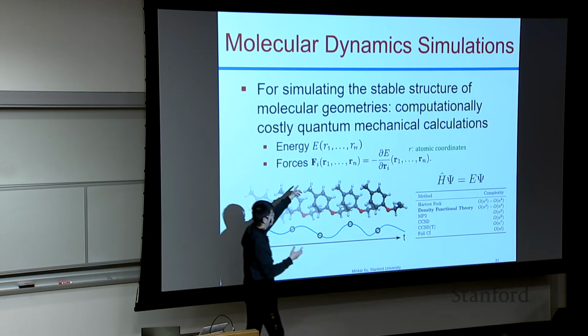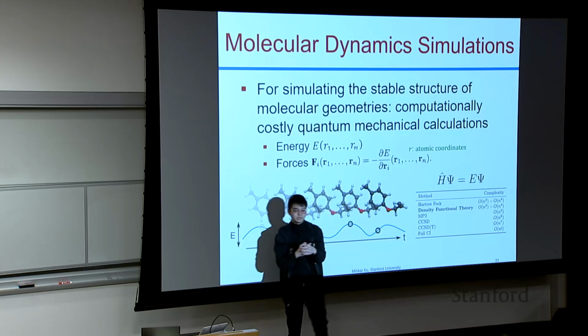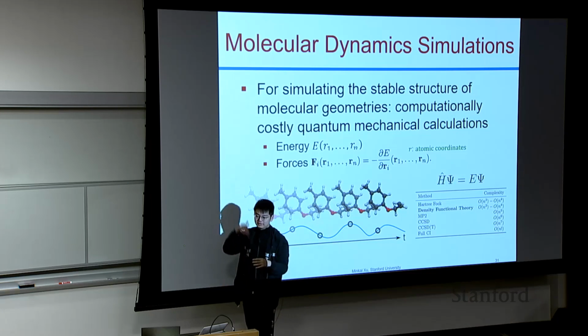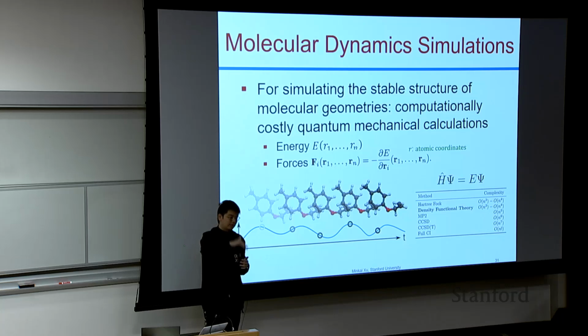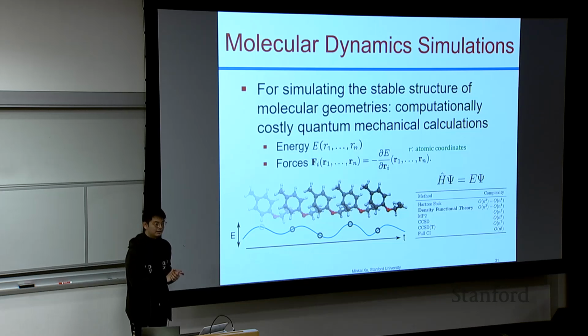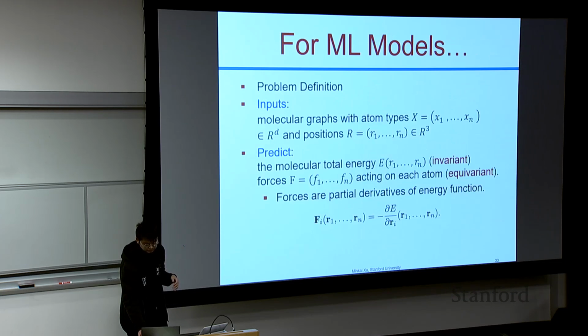The force can be viewed as the negative gradient of energy. So it drives the structure towards lower and lower energy, and finally we can get the local minimum of the energy function, which is a stable structure. Yes, we can use force to optimize the structure.